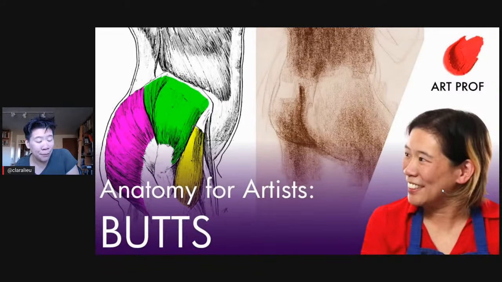If you want more information on those muscles I just mentioned, gluteus medius, tensor fascia lata, I do a deep dive in this stream. So take a look at that if you want to know all about the history of butts.